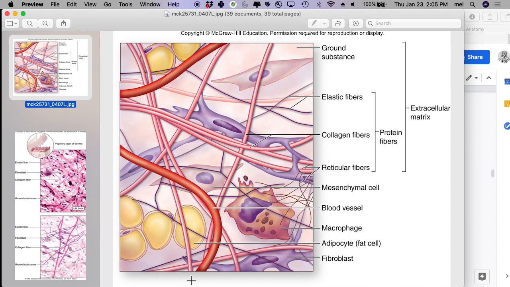Now, although these are present in more than one tissue, you only end up labeling them in a single tissue. Anybody know what that tissue is? It's called reticular connective tissue. It's the only one that you can really see them in, because they stain it specifically for that. Is that okay? Okay.